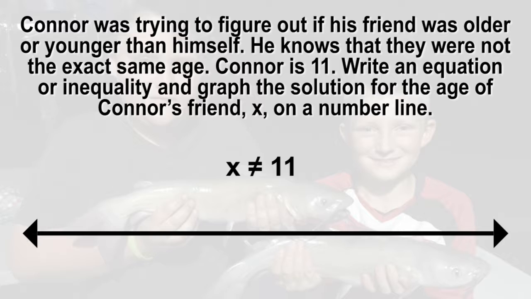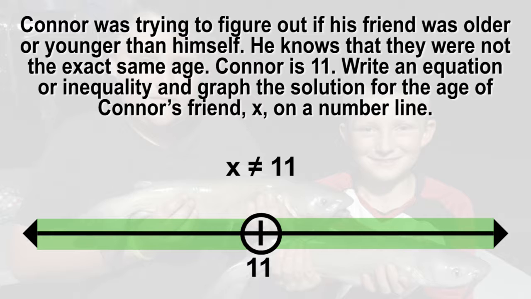He also knows that his friend can be more than his age or less than his age. This is shown on the number line by making a mark at 11 and placing a circle around it. Do not shade in the circle, but shade in everything to the right for the ages more than 11 and shade in everything to the left for ages less than 11.